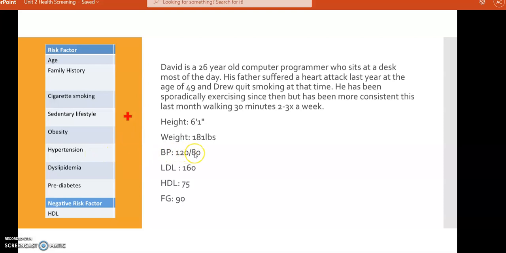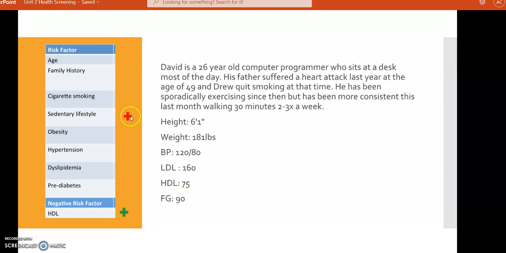Blood pressure is 120/80, so he's under for hypertension. Low density lipoproteins is 160, so that's higher than our 130 threshold, so that would be a risk factor. And so we would actually need to count dyslipidemia. His HDL is high, that's why I have a positive there. Because it's over 60, we get a positive risk factor for HDL. And then fasting glucose is 90, so it's under our 100 threshold, so pre-diabetes is not a factor.